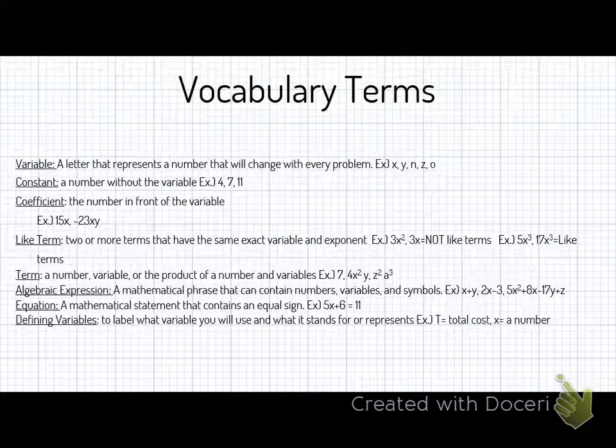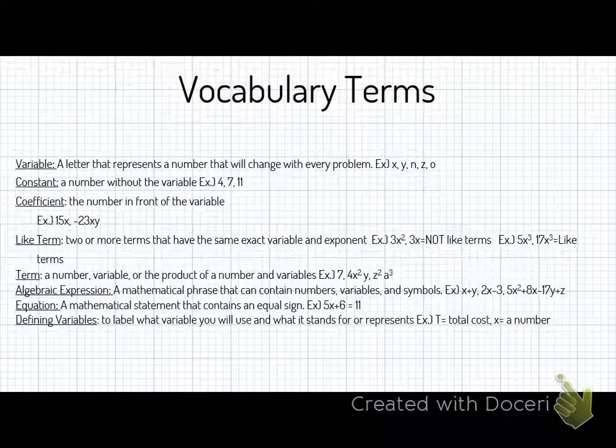Vocabulary terms. I don't want you to write this down. These should be familiar to you, but if you're on the video, you could write them down, or if you want to go back and watch the video later and think about them, you can. They're also in your math book, okay? So variable. What is a variable? A variable is a letter that represents a number that will change with every problem. Why is it called a variable? Because it varies, right? Good. Constant. Constant is a number without a variable, okay? It's just a number, right? It's constantly the same. So like the number 20 is constantly 20, right? Does 20 ever change? No. 20 is always going to be 20.